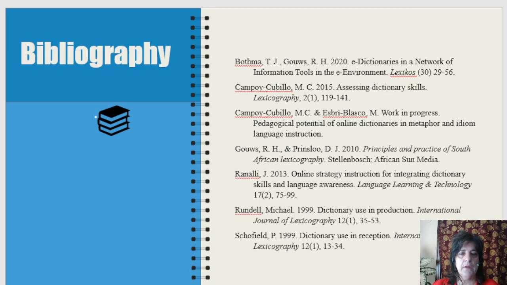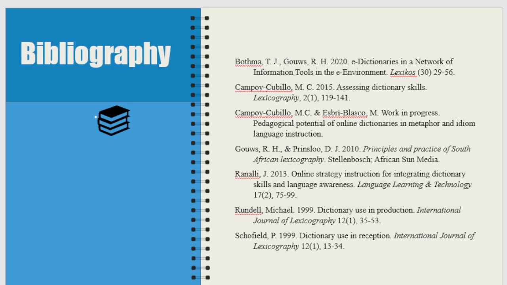And these are some of the books, some of the readings that I have used for this presentation, the bibliography.